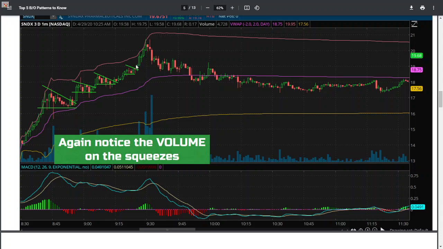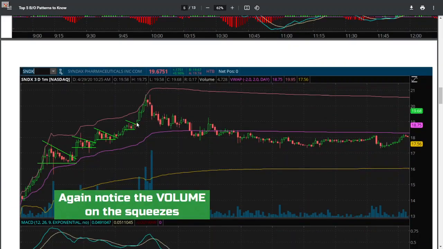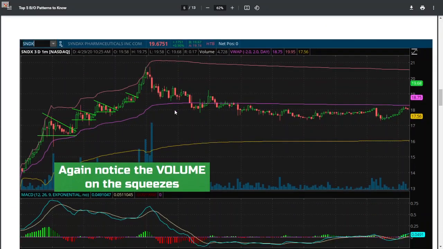Then you get this ascending triangle. It's a real small one this time, but you get the same. It's a little smaller, but look at the same surge off of it, and look at the volume. Same thing right here. Here's your last little ascending triangle. Look at that surge off of it. You'll see off of ascending triangles, these nice little surges like that. And again, notice the volume that comes in when you squeeze through the wedges, the flags. That's when it's hot, team.